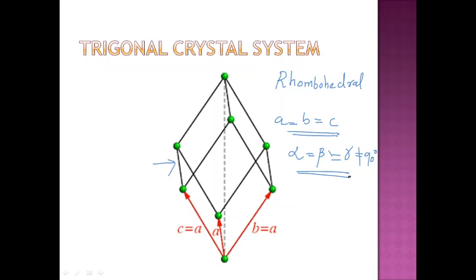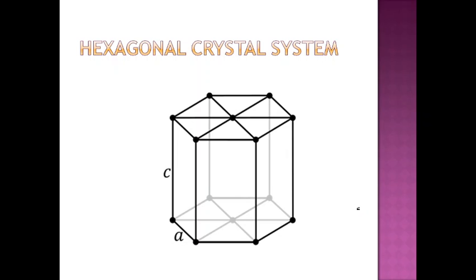And finally, the seventh crystal system is the hexagonal crystal system. Here, two of the axes A and B are equal, but it is not equal to C. Along the third dimension, we have another length, and the relation between angles are alpha and beta are equal to 90 degrees, but gamma is equal to 120 degrees.